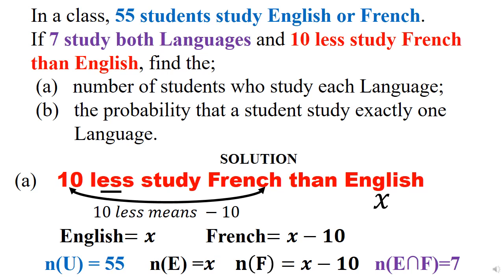The two set names given in the question are English, which is the first set, and French, which is the second set.